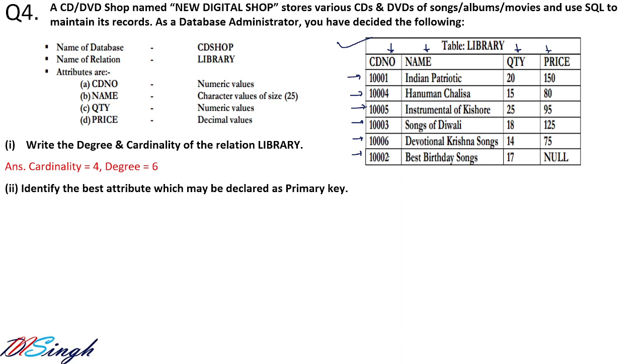Next is identify the best attribute which may be declared as primary key. You can see here, is there any repetition? No. Is there any null values? No. So CD number can be used as a primary key.